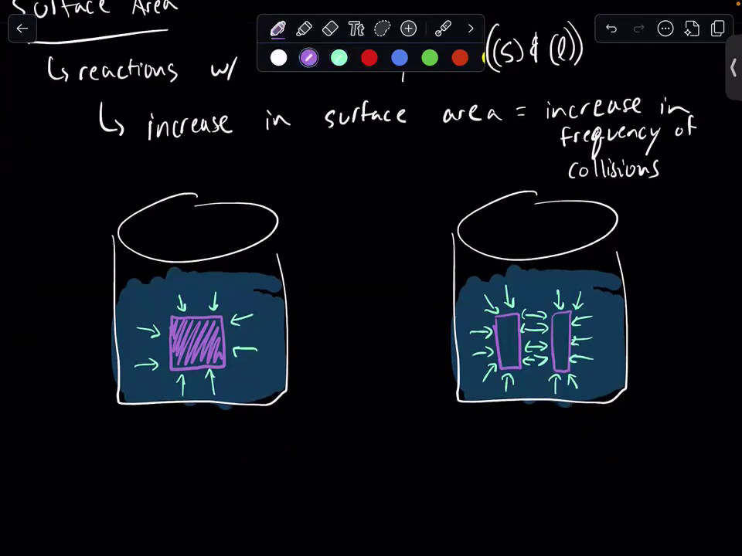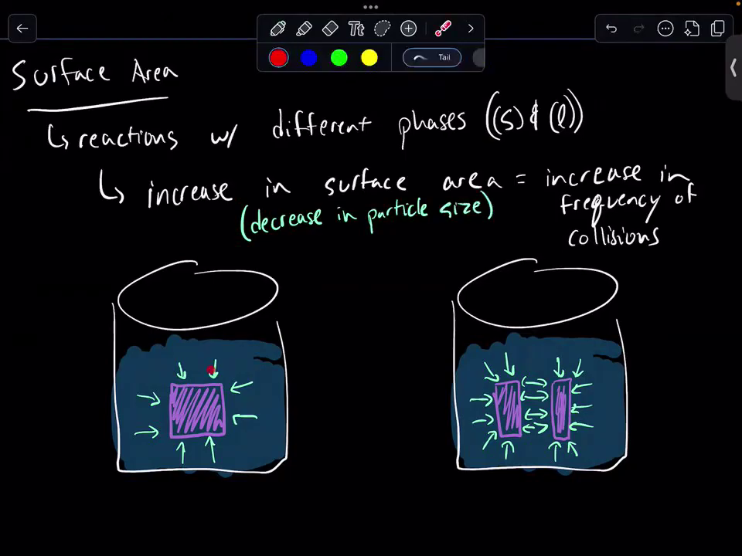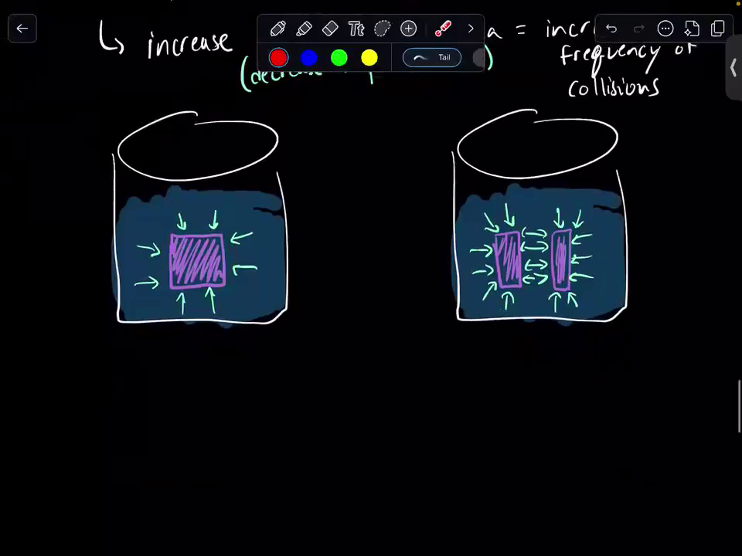So another way that this is often represented in the DP curriculum is instead of saying an increase in surface area, they'll often say a decrease in particle size, which you'll notice is exactly what we did. We went from a full particle size to two half particle sizes. So a decrease in particle size is just parlance for increasing the surface area, therefore increasing the frequency of collisions, and therefore increasing the rate.